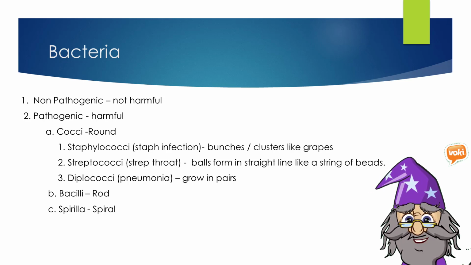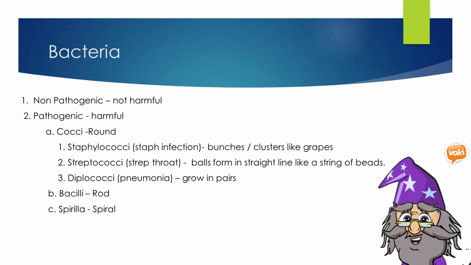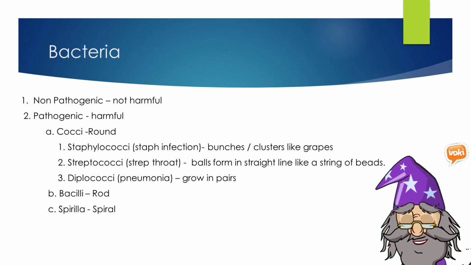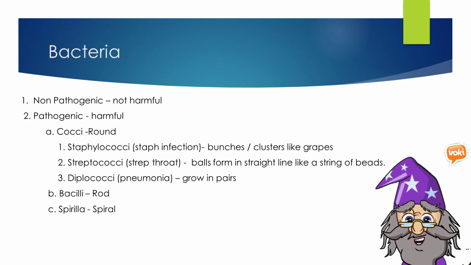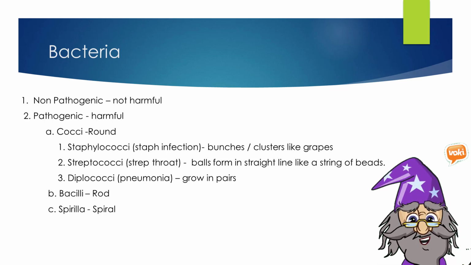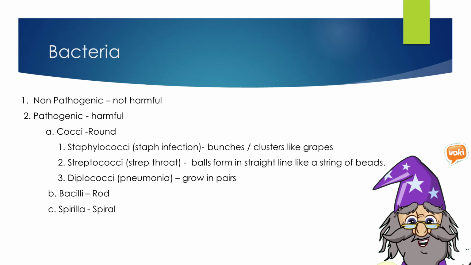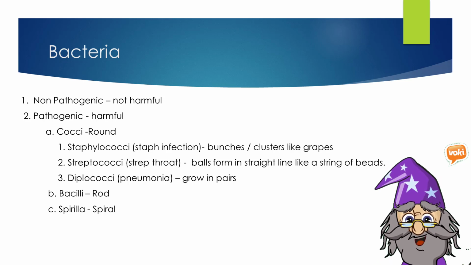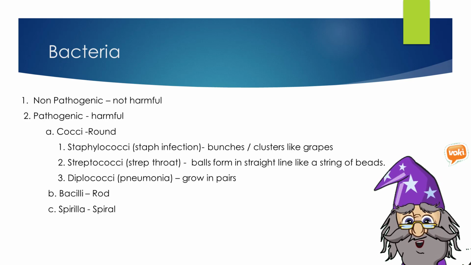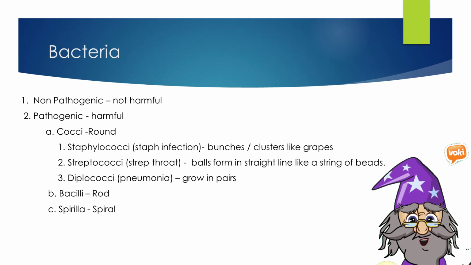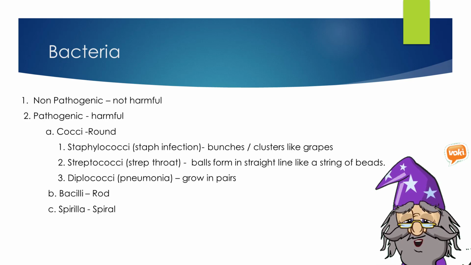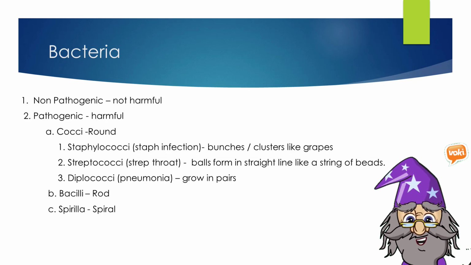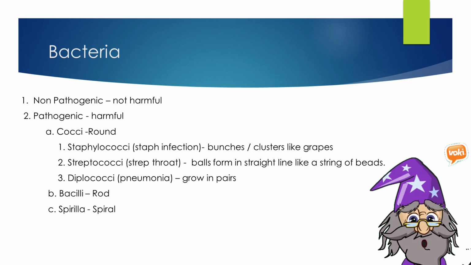There are three classifications of pathogenic bacteria. The first of which also has three subclassifications. The first classification of pathogenic bacteria is Coxa. All Coxa bacteria have a round shape. The first subclassification of Coxa bacteria are Staphylococcus. Staphylococcus bacteria cause staph infections. Staphylococcus are round in shape and grow in bunches or clusters like grapes.